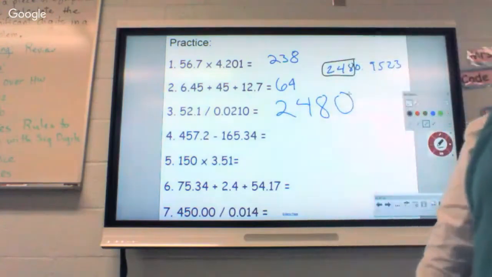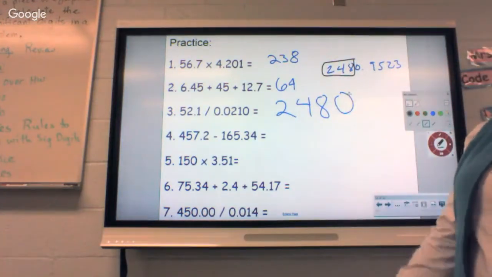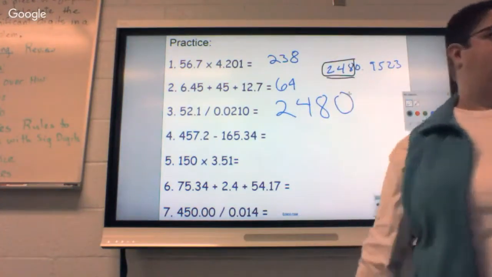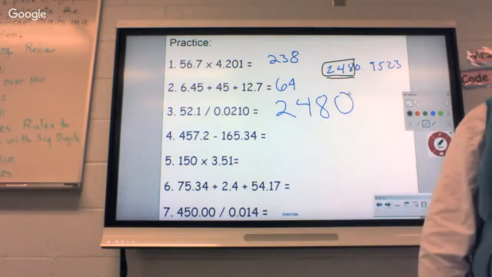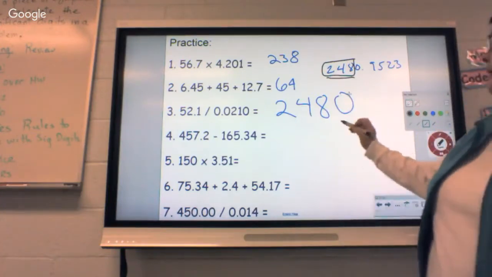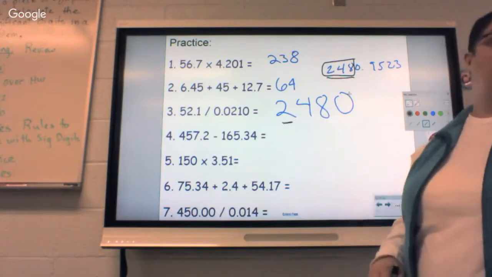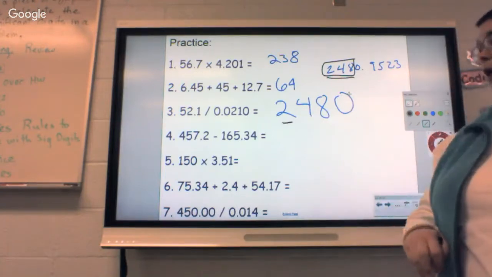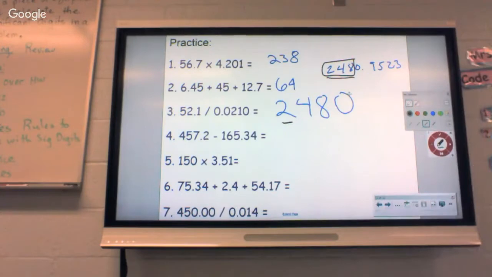Think about it in terms of money. You have $2,480, and I round you down to $248. Would you be happy? No, you wouldn't. So you want to keep that in the same place. You want to stay in the 2000 place. Just add a 0 so the number stays in that same place.